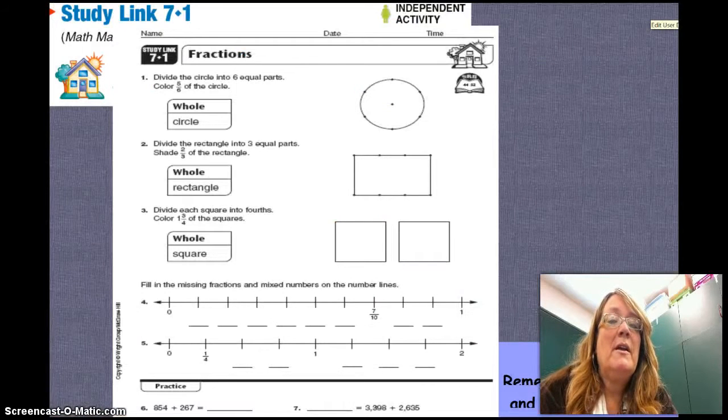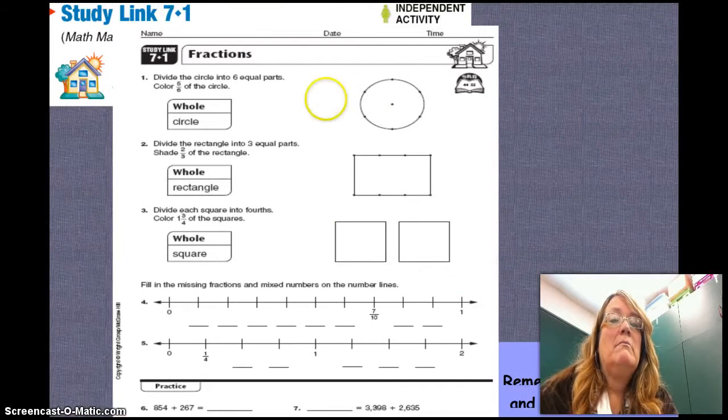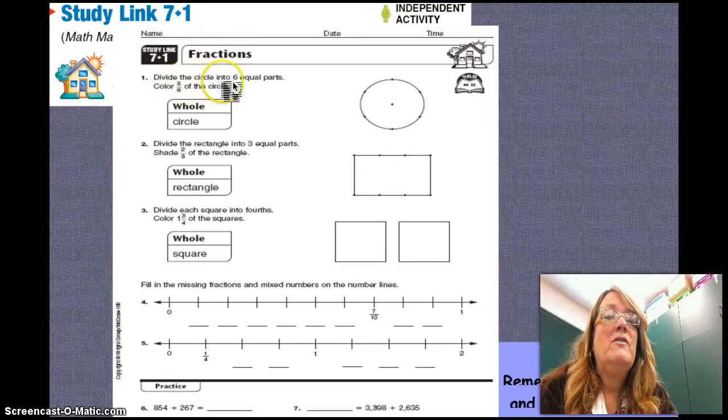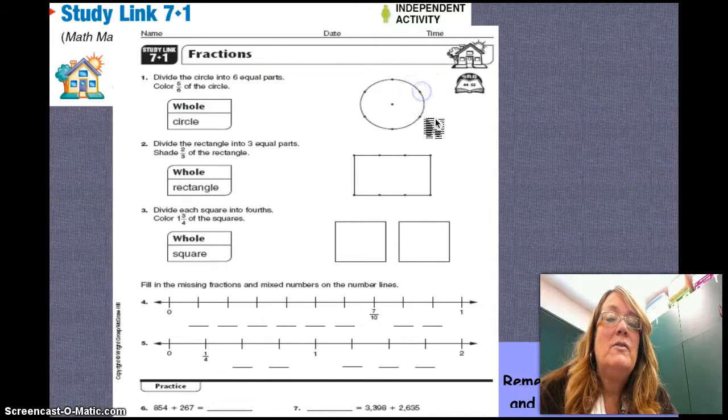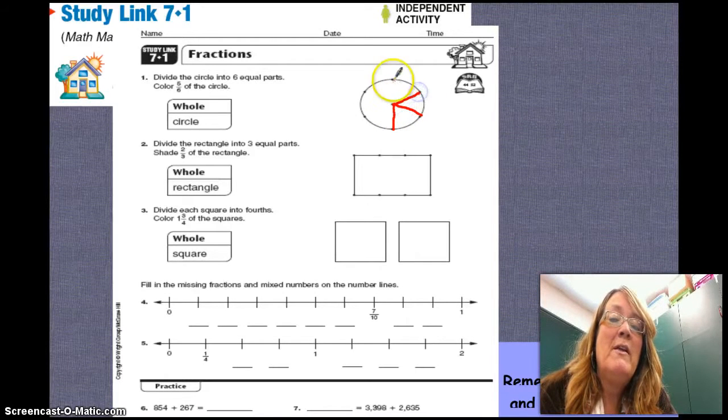And your study length. Divide the circle into 6 equal parts. They already have the dots on the circle for you that they would like you to use to go back to that center. So make sure you're using a straight edge. Make each one of those sections perfectly even. The whole is your circle.